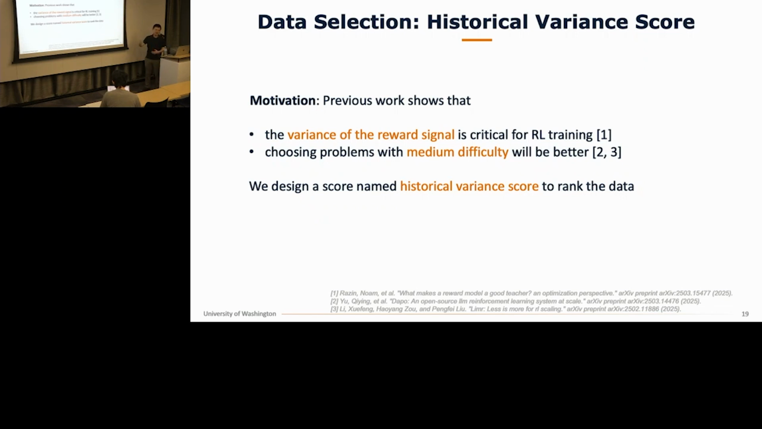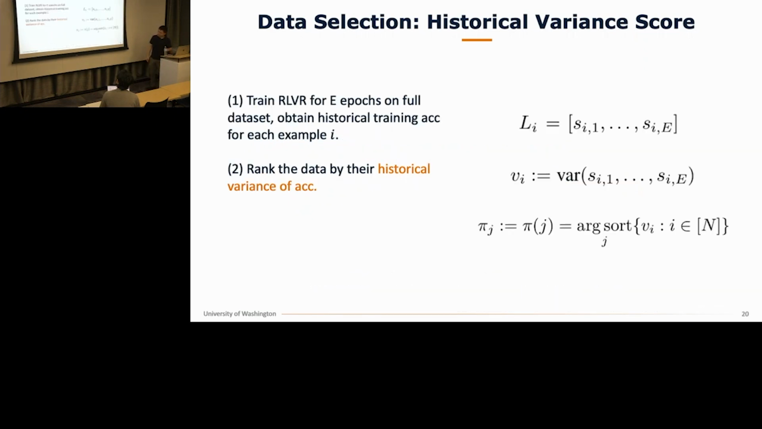So it's not something too hard, like those very hard math computation problems, but it's also not something too trivial, like very simple math questions. Okay, so basically based on these two intuitions, we design what we call a historical variance score to rank the data. Here, we use all the data, and then we train them for several epochs. And for each data point, we will have its training accuracy, which is basically 0 or 1. So it can be some 0 here, 1 here, but for each data point, we can have different scores.